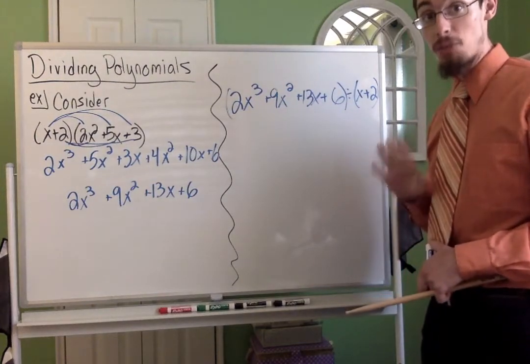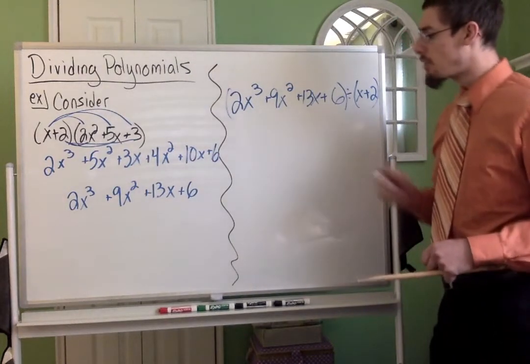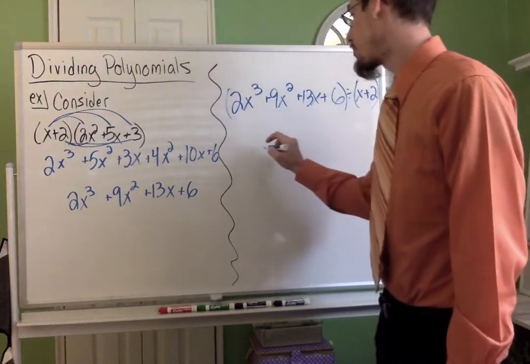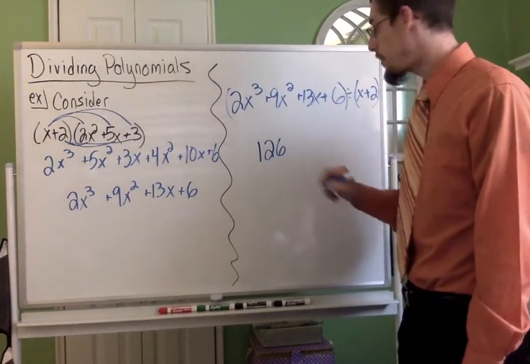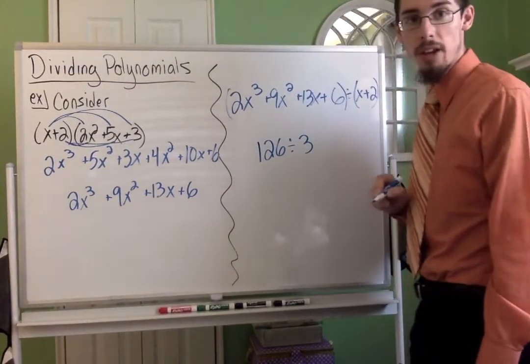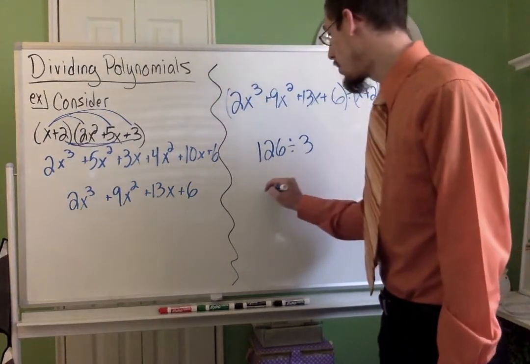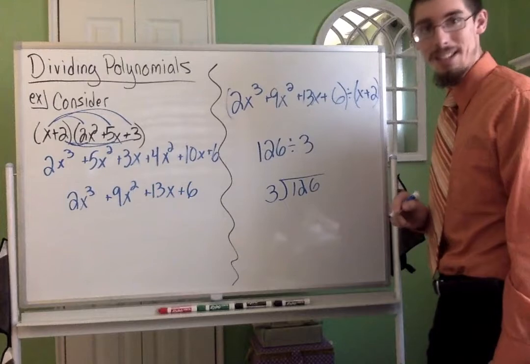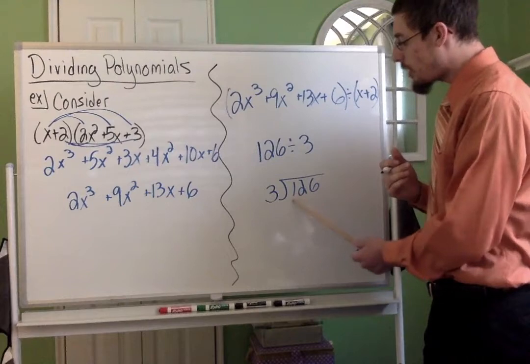Now, real quick, let's review long division. I know you probably haven't even seen that in a very long time. So, let's say I had a number like 126, and I wanted to divide that by 3. How would that look if I used long division? Don't I put 3 on the outside, 126 on the inside?